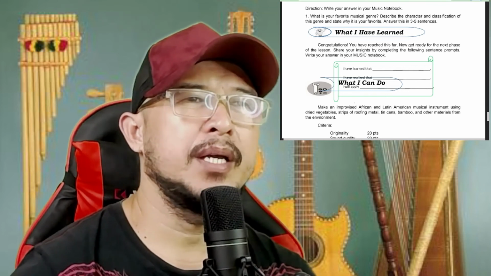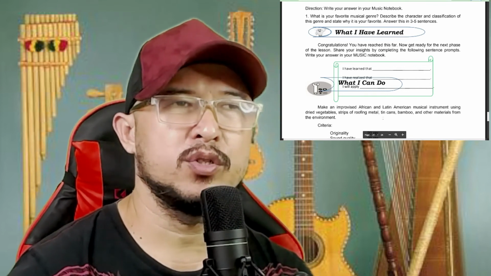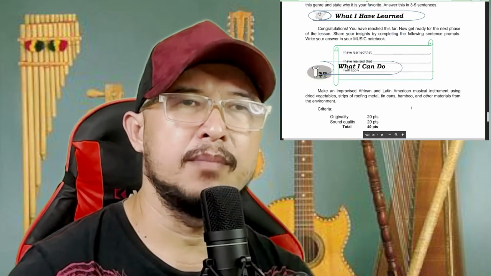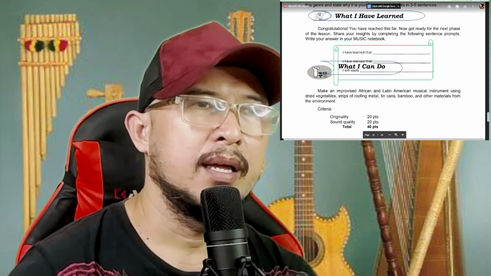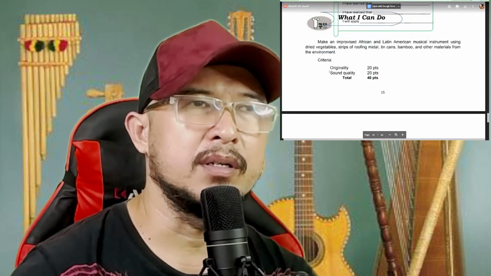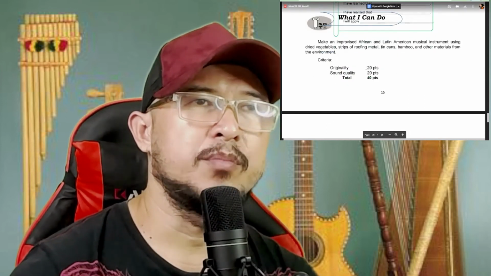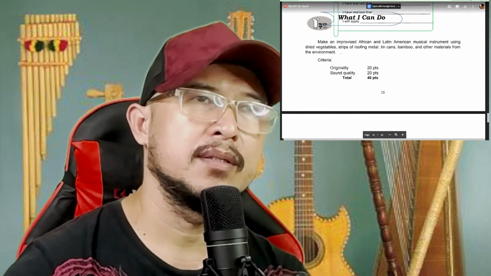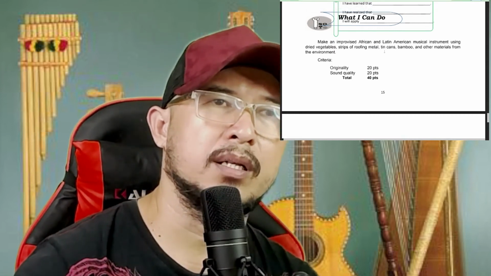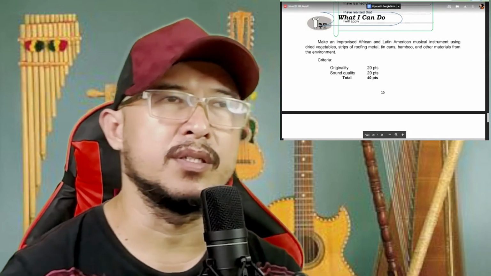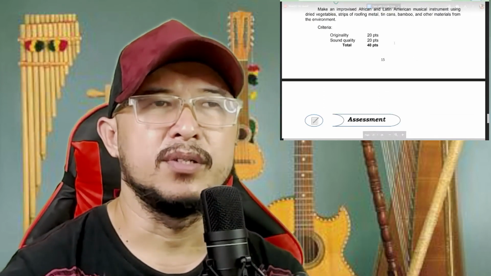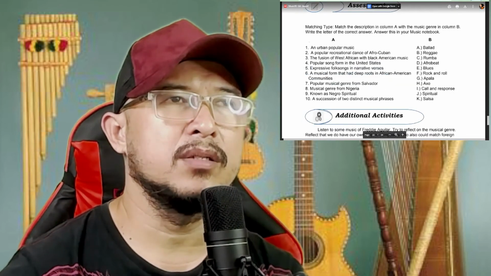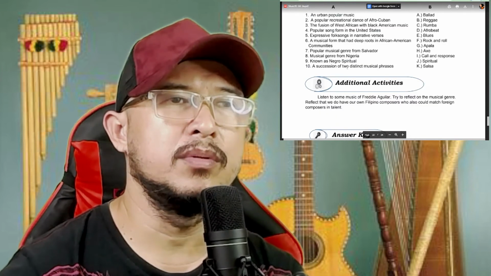So make an improvised African and Latin American musical instrument by using dried vegetables, strips of roofing metal, tin cans, bamboo, and other materials from the environment. So we have here the criteria for making that improvised instrument. Originality, sound quality, and so on, for a total of 40%. Then just try to answer this in your notebook.